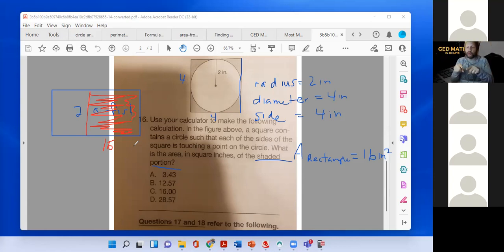The circle is inside the rectangle. We find the area of the rectangle, which was 16, and then how do we find the area of the circle? What is the formula to find the area of a circle? Does anybody know? Pi r squared. And where did you get that? Did you commit it to memory, or where could you look if you didn't know the area of a circle? On the formula sheet.